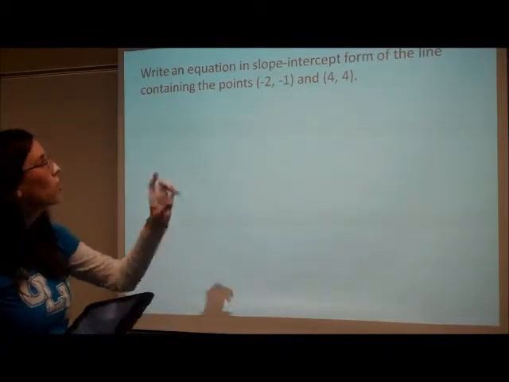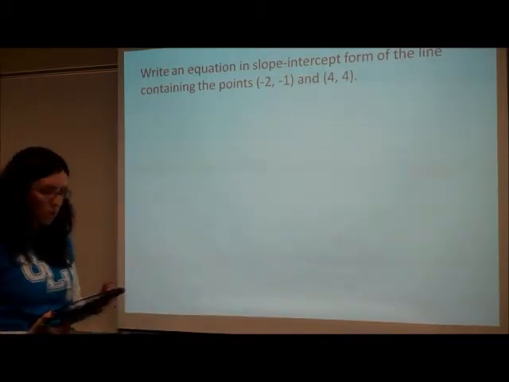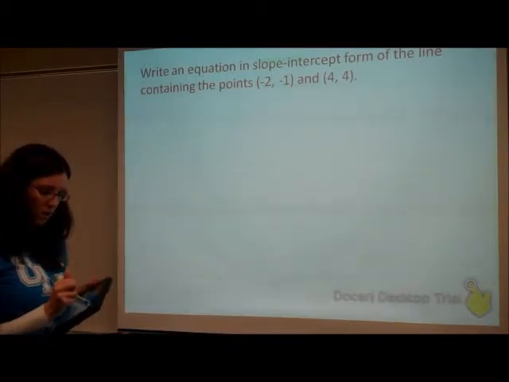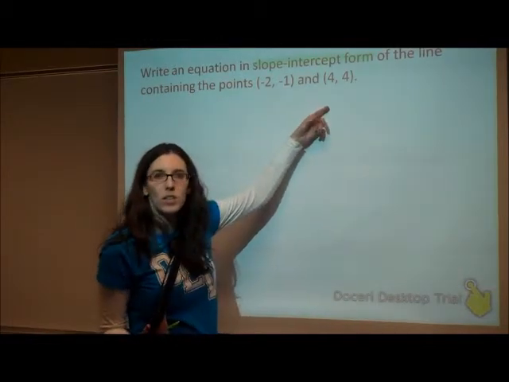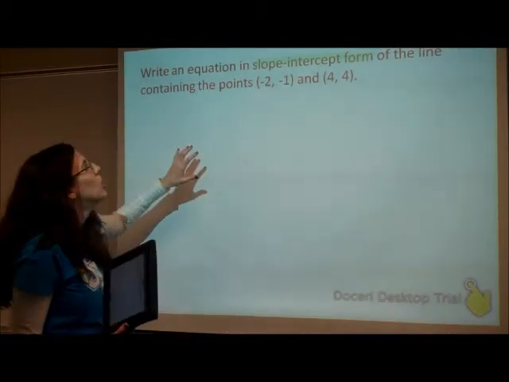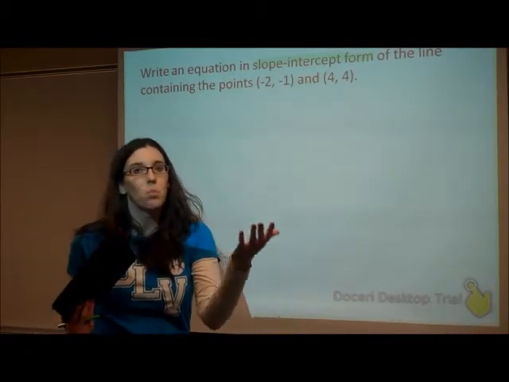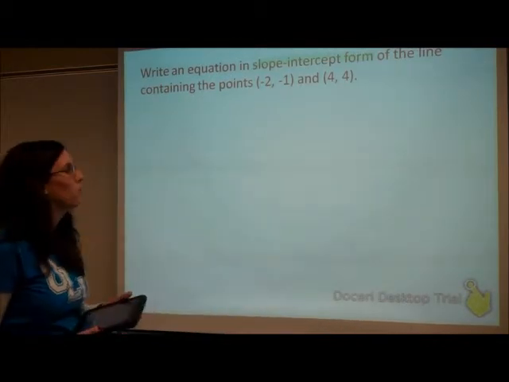Alright, going just a little bit harder. Now we want an equation in slope-intercept form for the line containing 2 points. Neither one of these is my y-intercept. So what we can do is use these to get it in point-slope form, then manipulate that to get slope-intercept form.